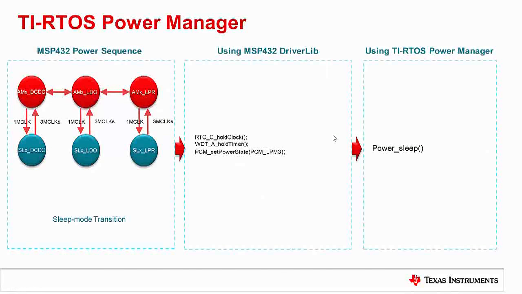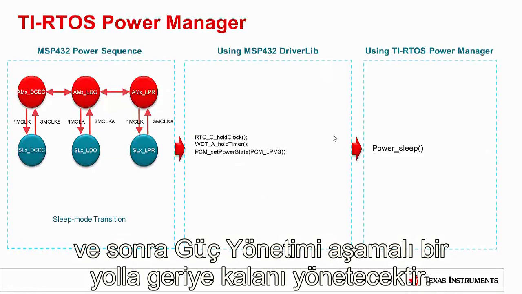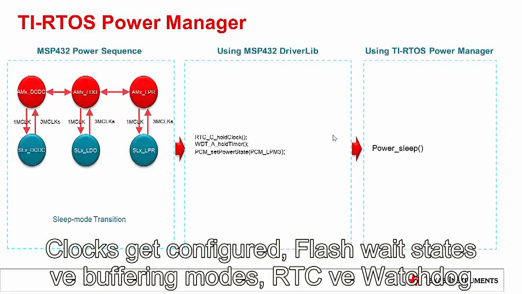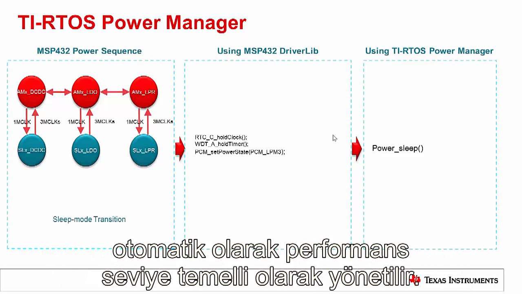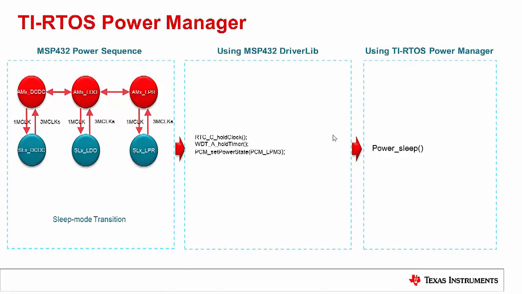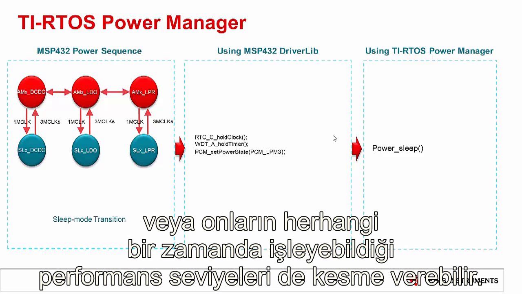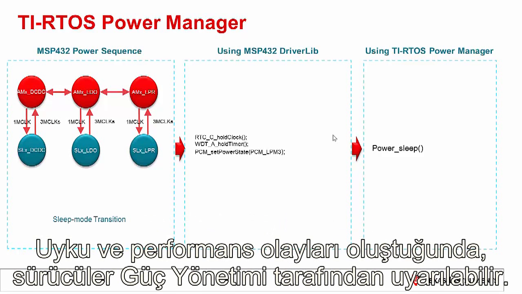in these slides. Applications can pick the sleep mode and the performance level, and then the Power Manager will manage the rest in a thread-safe way. Clocks get configured, flash wait states and buffering modes get configured, RTC and watchdog get managed based on the performance level automatically. All TI-RTOS drivers use the Power Manager services. Drivers give inputs to Power Manager on which sleep mode or performance level they can handle at any given time. Drivers also get notified by the Power Manager when sleep or performance events occur.